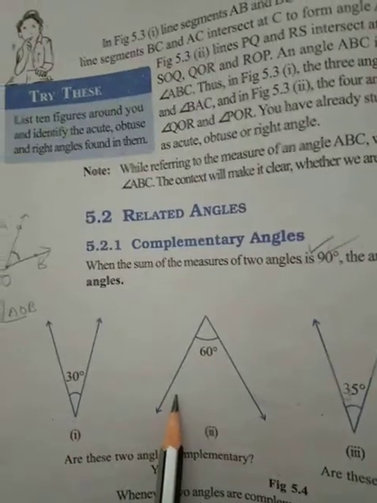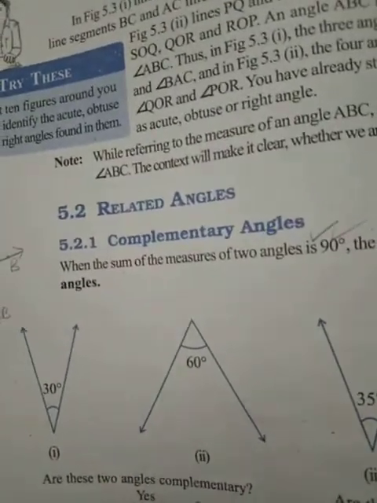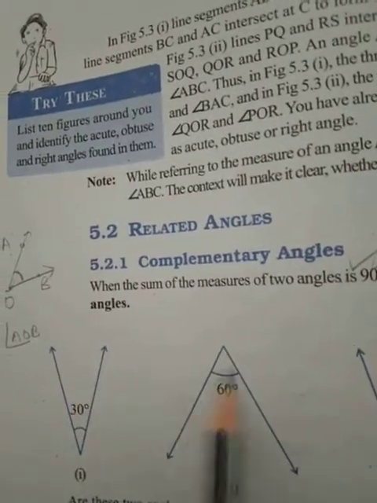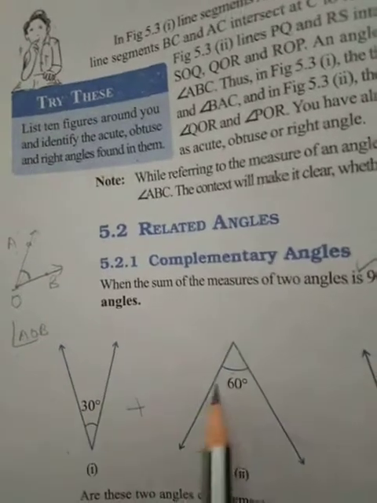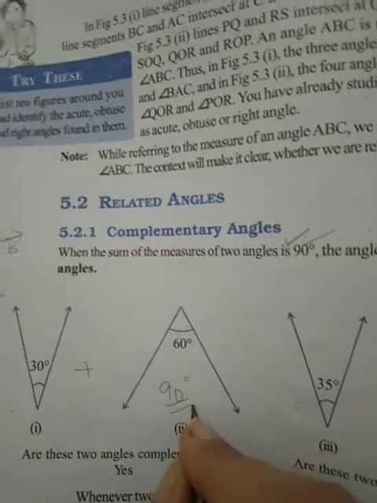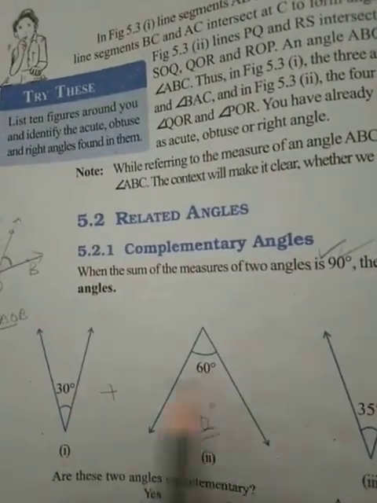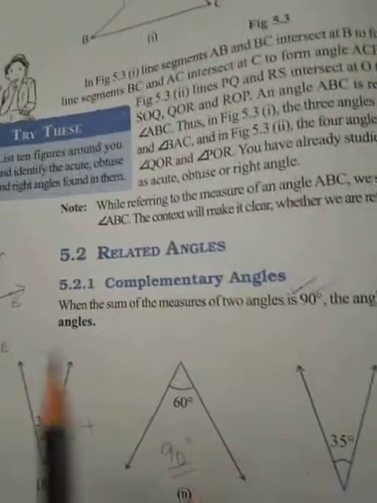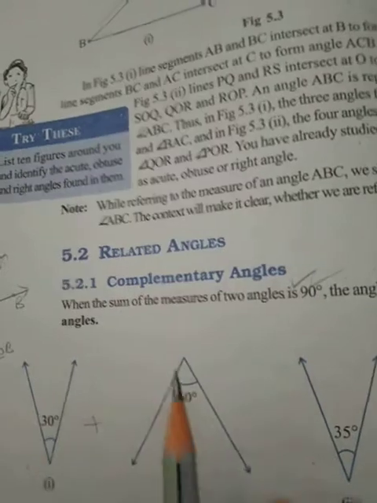Now see, what are complementary angles? This is our topic. Two angles are given to you, 30 and 60, and they are asking you, are these two angles complementary? Complementary means if two angles are given and when you add them, like 30 and 60, you get their sum as 90 degrees, then these two angles are complementary angles. When the sum of the measures of two angles is 90 degrees, the angles are complementary angles. So these two angles are complementary angles.